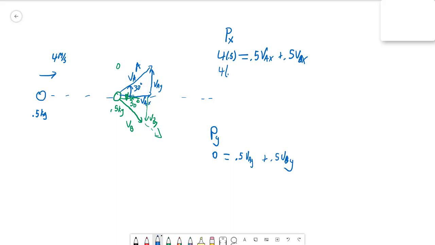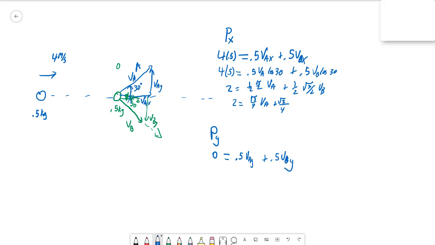So 4 times 0.5, I could have written that as 2, is 0.5 VAX, which is VA times the cosine of 30, plus 0.5 VBX. VBX is, of course, this angle here, and this is also cosine 30. So plus VB cosine 30. And the cosine of 30 is the square root of 3 over 2. So this becomes 2 equals half of square root of 3 over 2 VA plus half of square root of 3 over 2 VB, and so 2 equals square root of 3 over 4 VA plus square root of 3 over 4 VB.